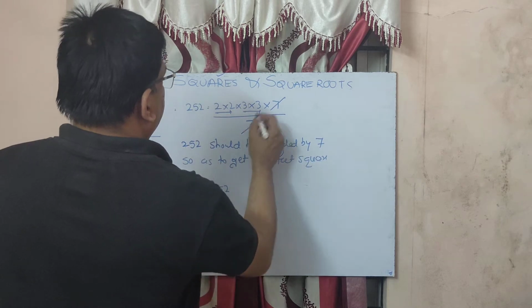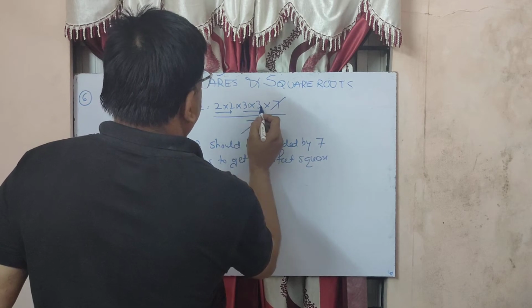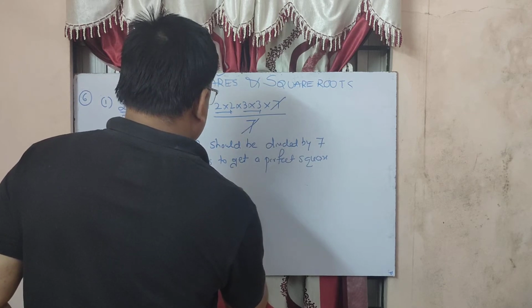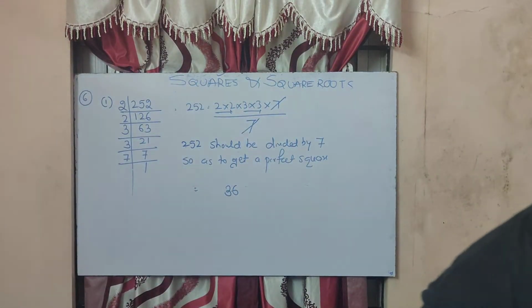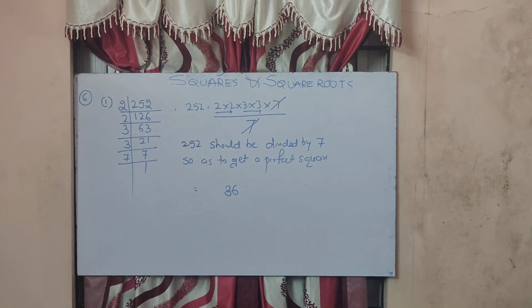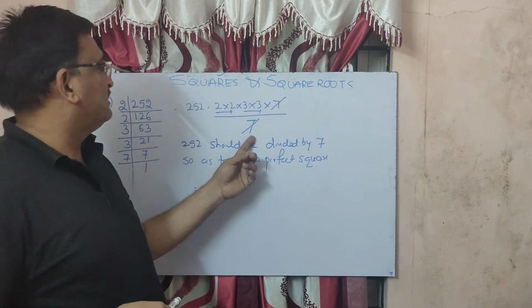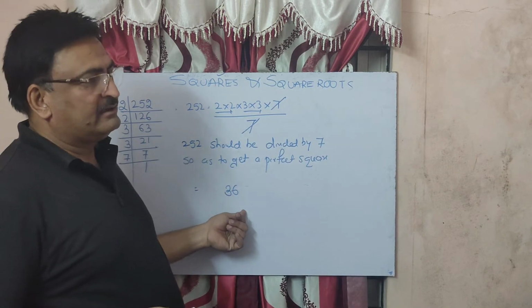So now if you divide it, what do you get? 2 twos are 4, 4 threes are 12, 12 threes are 36. So the answer is 36. Now, what did we get? If you divide 252 by 7, we get the answer 36. And 36 is a square.